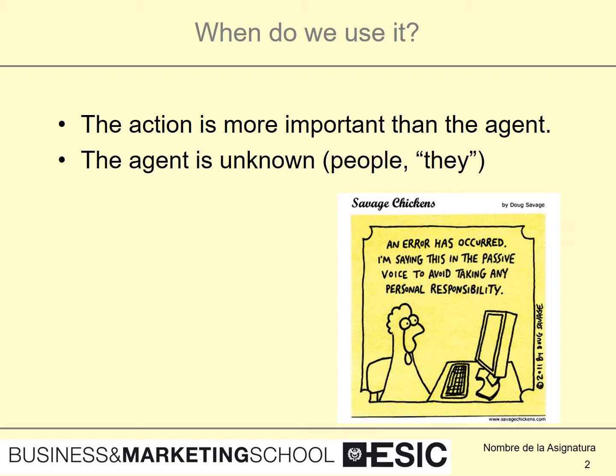Also, when the agent is unknown, when I don't know who did it, when I think about people, when I think about they. So people think that. I don't need to say that. If I can use a passive, I can avoid this people think or everybody or they. Who are they? Also, it is more formal. When we are writing formal texts or even in speaking, a formal presentation, we will use passives a lot. It does give a sense of formality to the text.